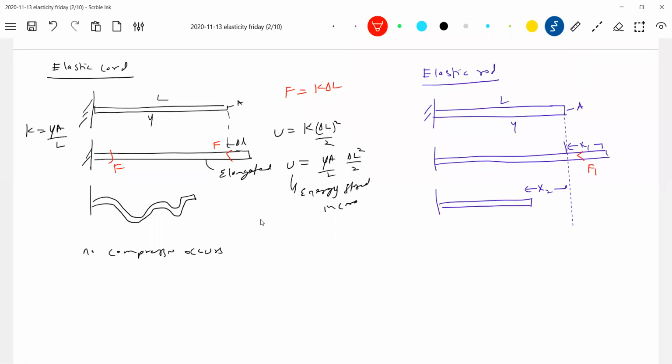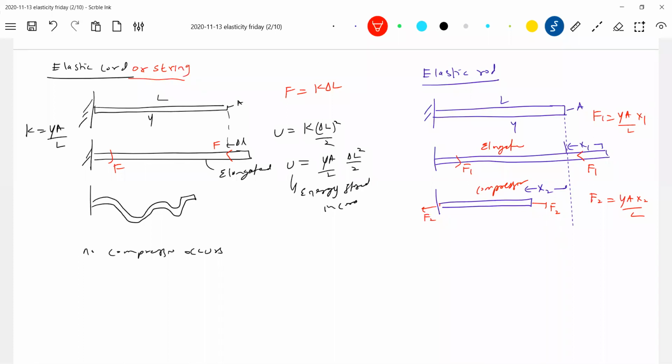Okay, here the force will be acting in this way. Here the force will be acting in this direction. Look at the nature of force, similar to spring. So what is F1? F1 will be equal to YA by L into X1. What is F2? YA X2 by L. So this is elongation. This is a compression. This is a rod. So elastic rod, spring, elastic cord or string.